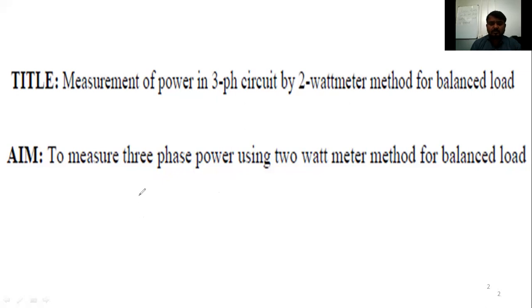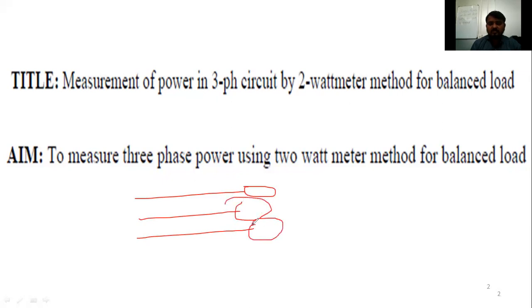Suppose there are three phases here. The load connected to this phase is different, the load connected to this phase is different, the load connected to this phase is different. That is called an unbalanced load.